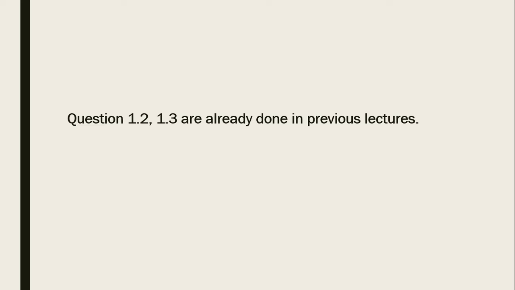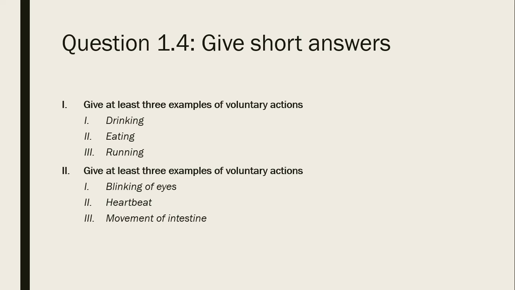Then question 1.3 was about writing in the same similar way. You have to write the function of forebrain, hindbrain, neuron, and nephron. It's already discussed in detail in previous lectures so many times, so you can do it by yourself. Next is question 1.4, that is short question answers.